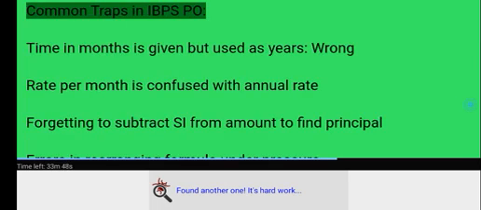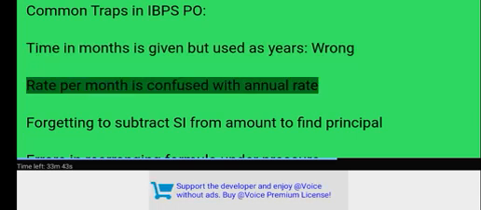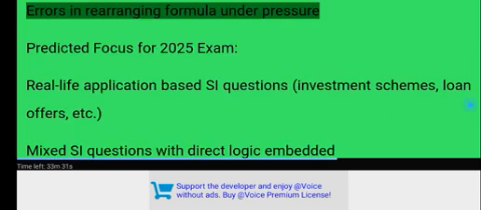Combined SI for different persons investing differently, total interest shared, etc. Common traps in IBPS PO. Time in months is given but used as years, which is wrong. Rate per month is confused with annual rate. Forgetting to subtract SI from amount to find principal. Errors in rearranging the formula under pressure.